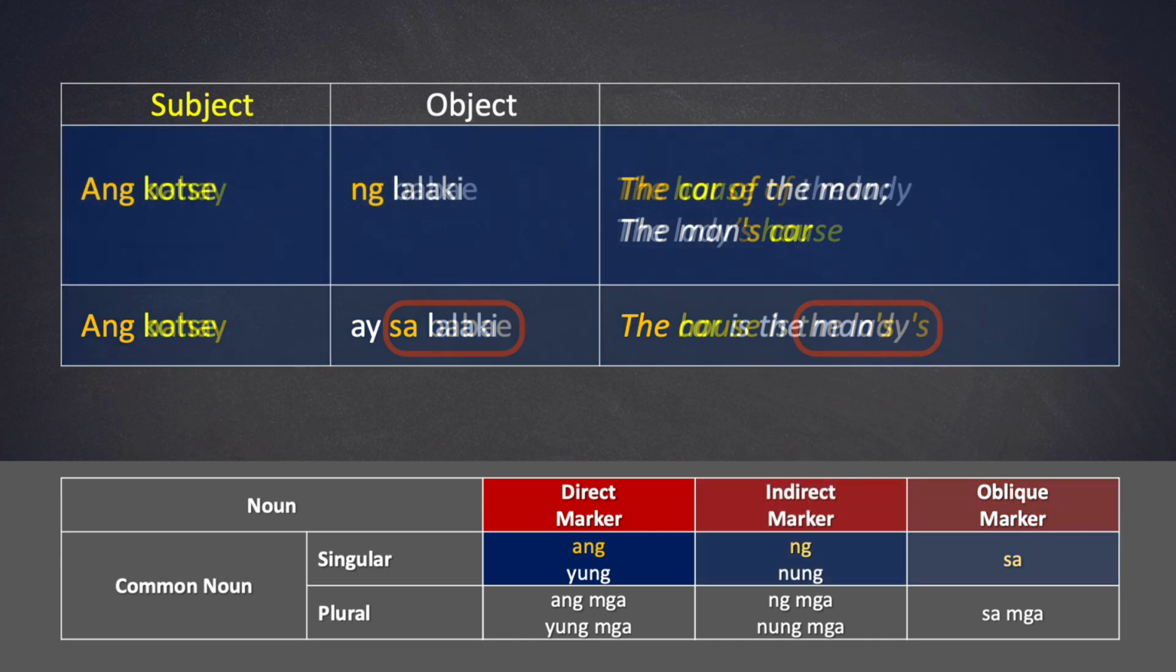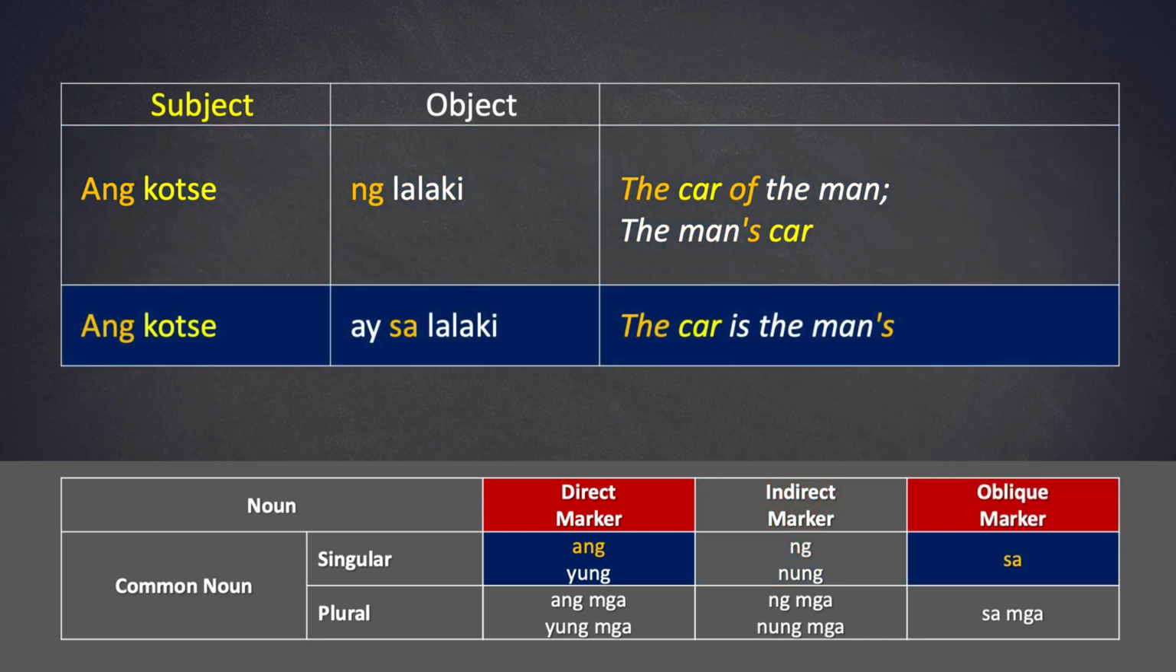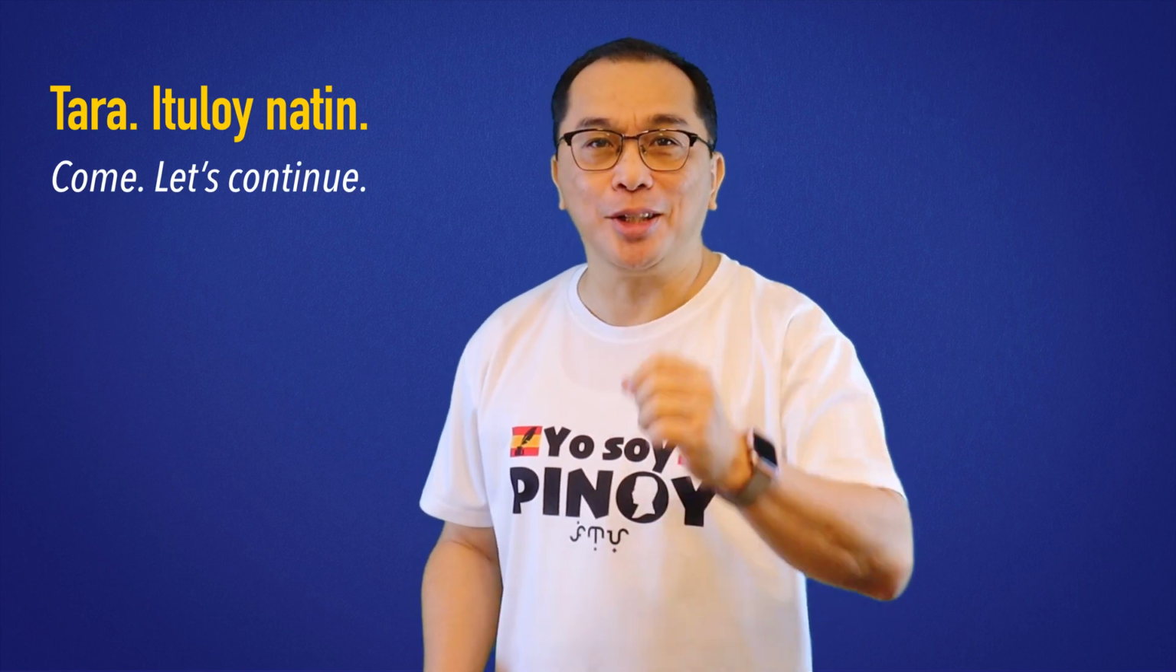Let's have some more. Ang kotse ng lalaki, the car of the man, or the man's car. This is a straightforward statement. It's the man's car. Ang kotse ay sa lalaki. The car is the man's. This statement points to an object. In this case, a car that happens to belong to someone, the man. And the focus of both sentences is the car, ang kotse. Got it? The concept is straightforward and not too complicated. So, tara, ituloy natin. Let's continue.